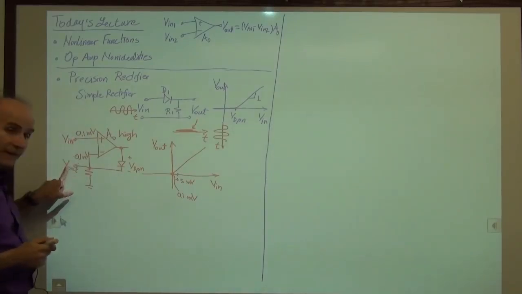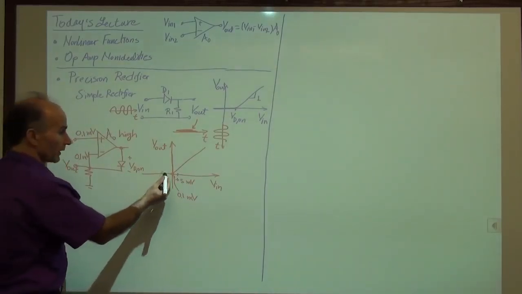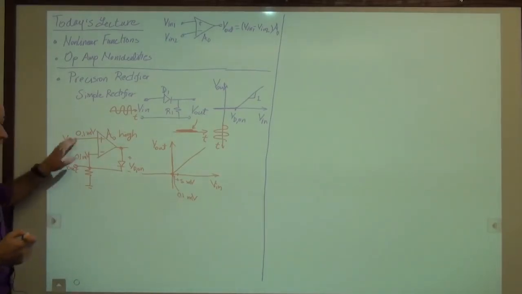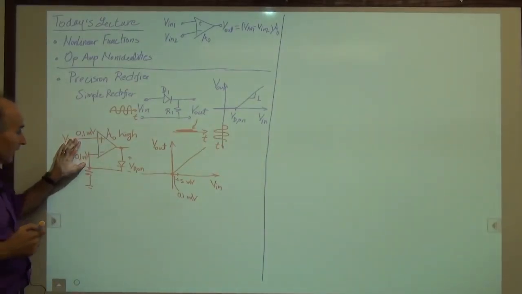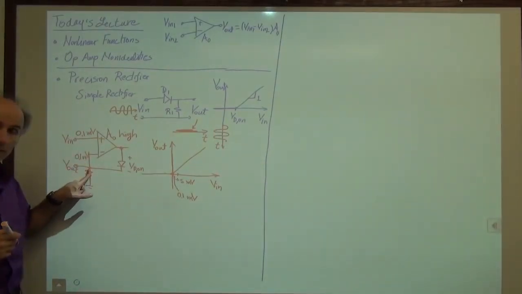Now what happens if V in is negative? So if we are over here, so let's say V in is minus 5 millivolts. Well, can this point become minus 5 millivolts?